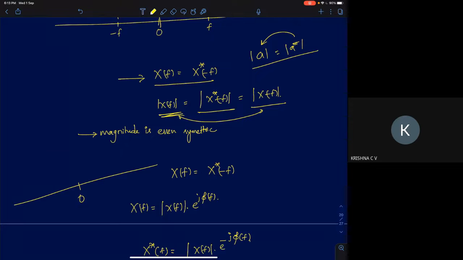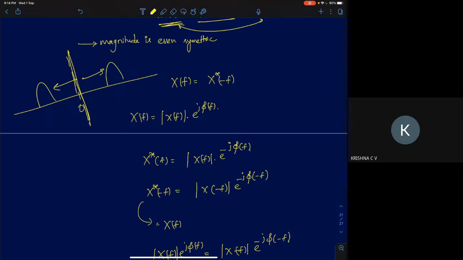So it's a very useful property for a real signal. If you have a real signal, the magnitude of your Fourier transform will be even symmetric. It will be an even function in frequency, so it should exhibit a mirror symmetry around this axis.